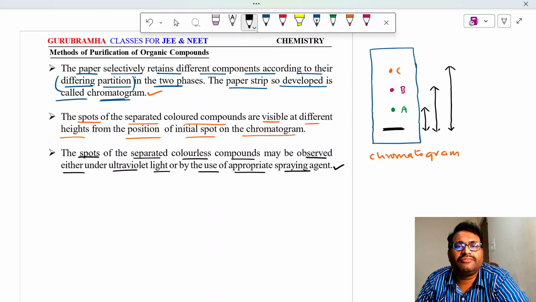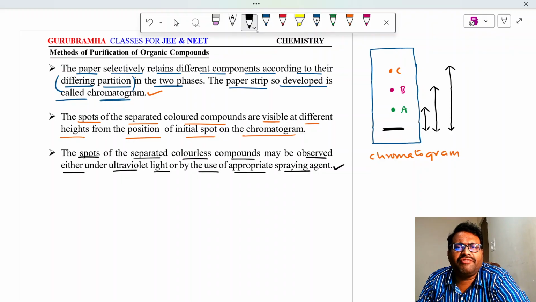Understood? So this is all about chromatography, the chromatographic techniques. We have seen three. What are those? One is column chromatography, second thin layer chromatography, third paper chromatography. Based on these concepts and their applications, you are asked questions in competitive examinations, either JEE or NEET.